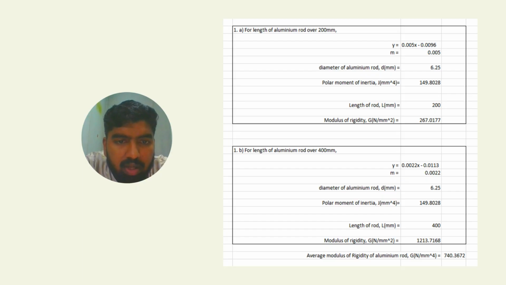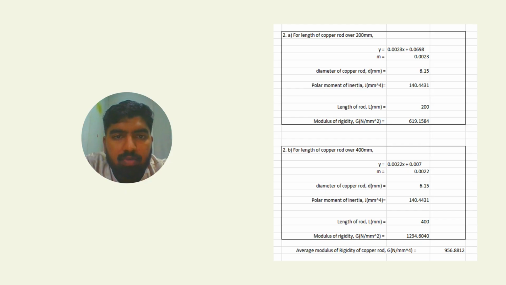And for the second part, for aluminium length over 400 millimeter, we've got the gradient 0.0022, the diameter is the same, and the polar moment of inertia is the same as I mentioned earlier. Only the length of rod will be different, which is 400 millimeter, and that length of rod will affect the modulus of rigidity. So the modulus of rigidity for aluminium over 400 millimeter length is 1213.7168. And the average modulus of rigidity for aluminium rod, which we obtain by adding both moduli of rigidity and dividing by 2, is 740.3672.